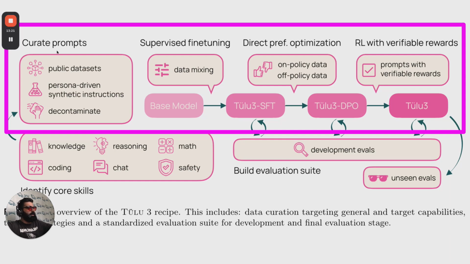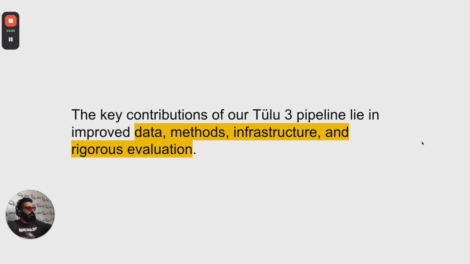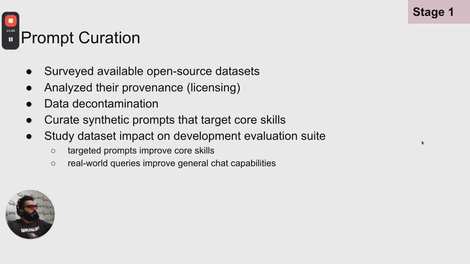Step 2 is now curating prompts and then going into our training pipeline. So here are the 4 stages of post-training. Stage 1 is data curation. Stage 2 is supervised fine-tuning. Stage 3 is preference tuning. And then stage 4 is reinforcement learning with verifiable rewards. The key contributions of our pipeline lie in the improved data, methods, infrastructure, and rigorous evaluation.